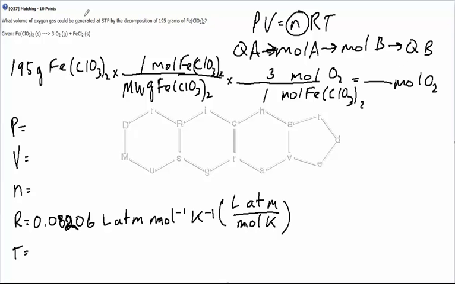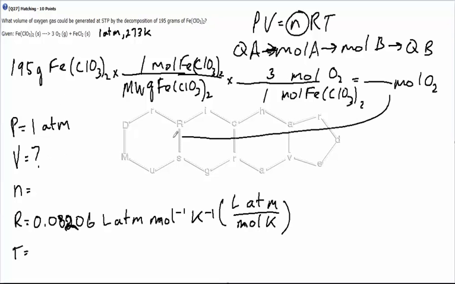Alright, so pressure. Now look what it says here. It says what volume of gas could be generated at STP. Now STP is standard temperature and pressure, and it's always going to be 1 atmosphere and 273 Kelvin. So the pressure here is 1 atmosphere, not subject to significant figures, that's going to be an exact number. The volume, that's what we're looking for. n, that's what we figure up from over there, so that'll be a certain number of moles. Temperature, that's going to be 273 K.